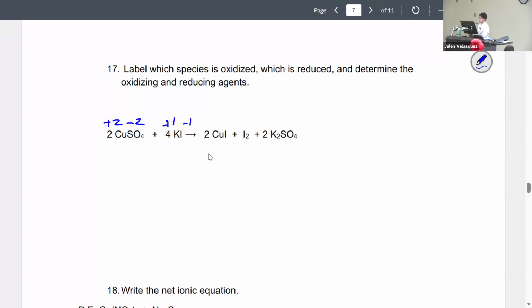Good, so it should be plus 1, right? So these numbers have to equal 0, right? So remember, copper can change its oxidation numbers, but iodine is a halogen. So what are most of the halogens? Negative 1. So in order for this to be 0, the copper has to be plus 1. And then what's the oxidation number of the iodine?